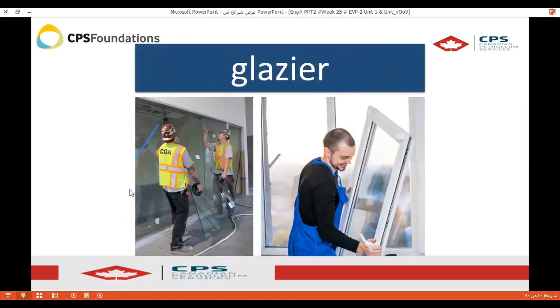What are they doing now? They are glazing some glass. You see the glass, the windows. So they are glazing the glass to make it clean and clear and look shiny. He is a glazier. Glazier.